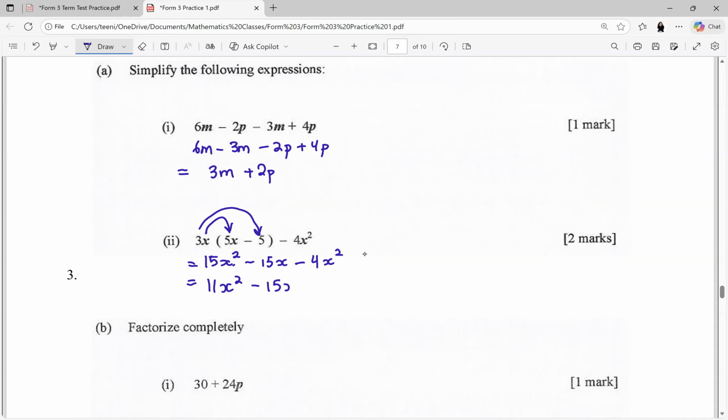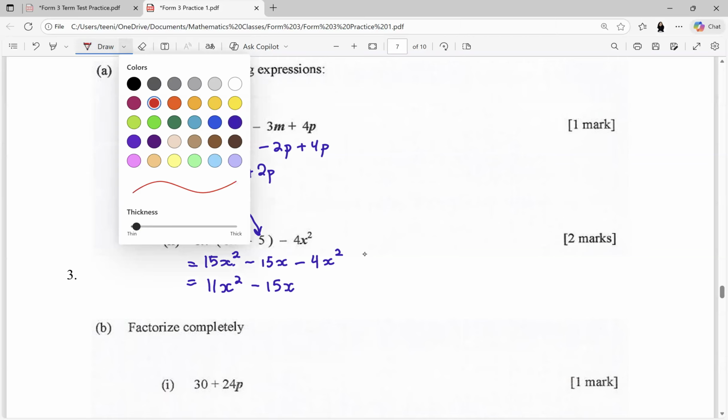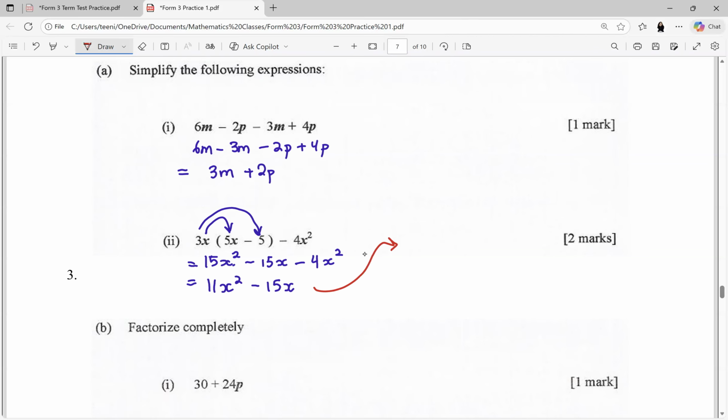15x. And this can simplify now by factorizing. So you can simplify 11x squared minus 15x by taking out the common factor. The common factor here is x. x into 11x squared is 11x, and x into minus 15x would be minus 15. That would be your final answer.